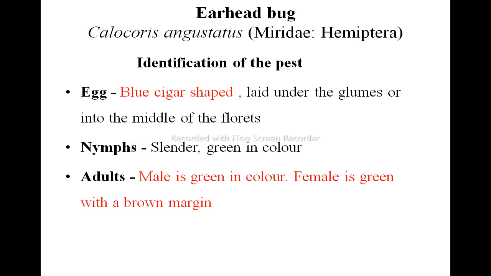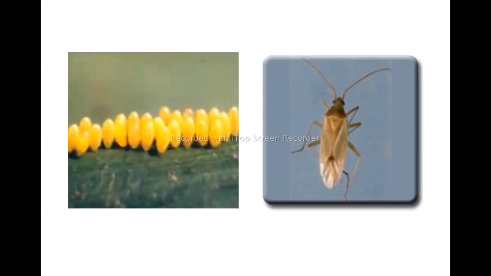Identification of the pest: the eggs are bluish, cigar shaped and laid under the glumes or into the middle of the floret. Most important point about the earhead bug is that this insect comes only when the crop is at the flowering stage. Okay, and they lay eggs in the middle of the florets. Nymphs are slender, green in color, and in the adults, the male is green in color and the female is green with brown margin. These are the cigar shaped eggs.